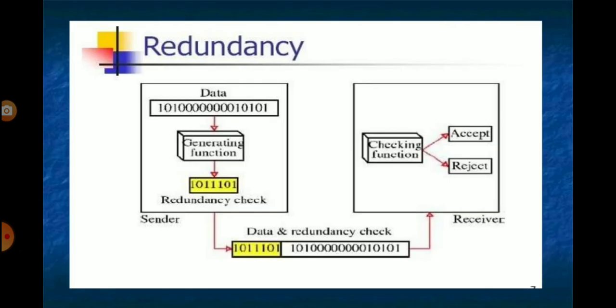Figure shows the redundancy diagram. Sender: data will be there, generating function, sender, data and redundancy check, then checking the function, accept or reject, receiver.